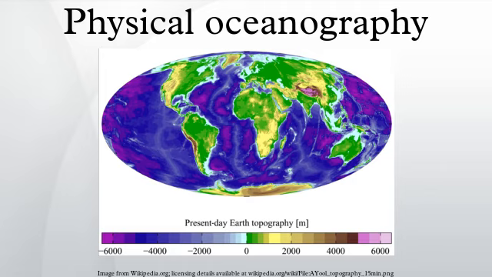Ekman transport results in the net transport of surface water 90 degrees to the right of the wind in the northern hemisphere, and 90 degrees to the left of the wind in the southern hemisphere.